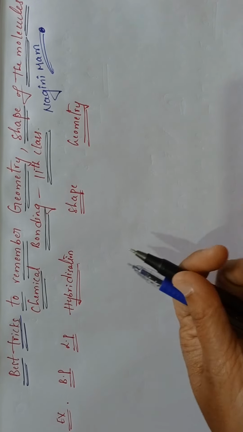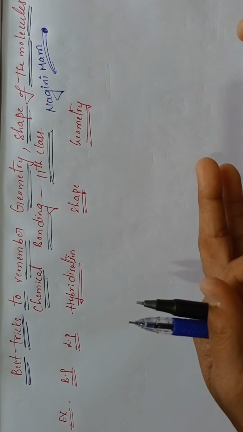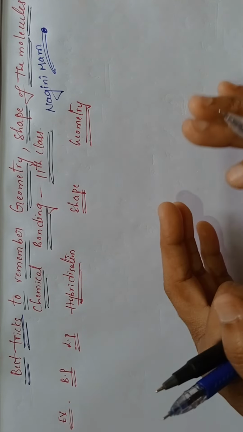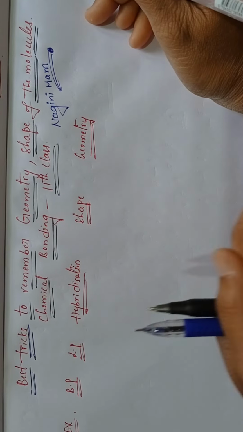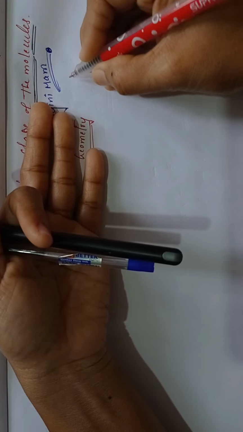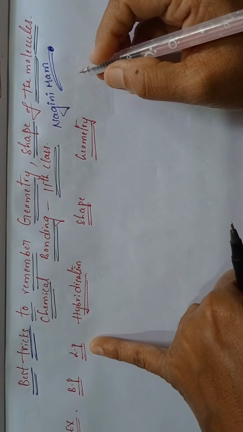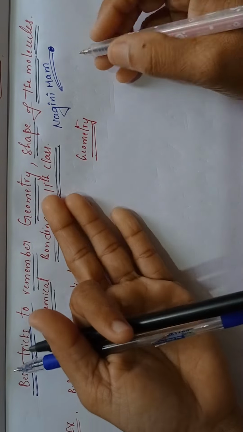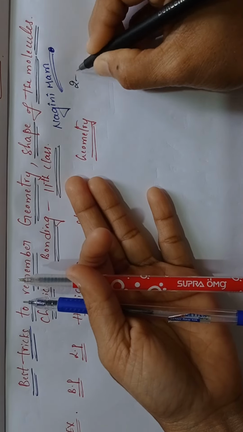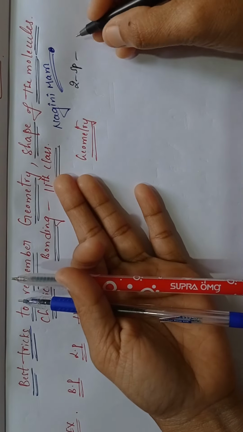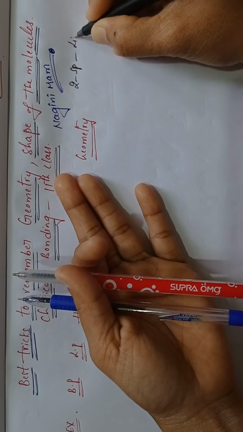Now I will discuss the shapes. According to hybridization and according to VSEPR theory, different shapes are there. First I am giving the hybrid shapes: sp, what is the shape, sp2, what is the shape. If we get a bond pairs plus lone pairs value of 2, then what is the hybridization? I'm going to start from 2. 2 means sp hybridization. That means what is the shape? According to hybridization, linear shape.